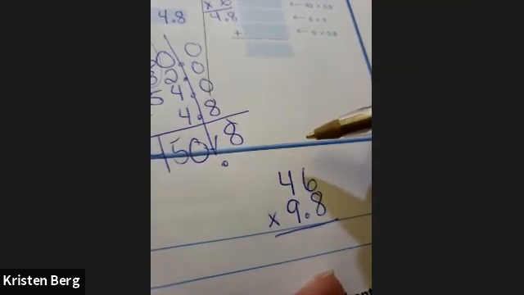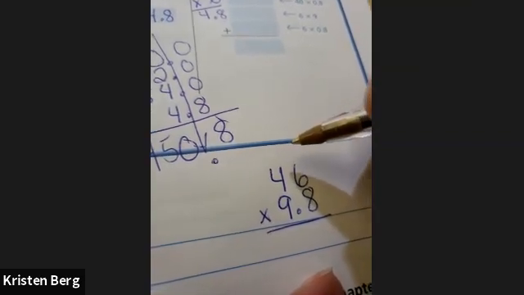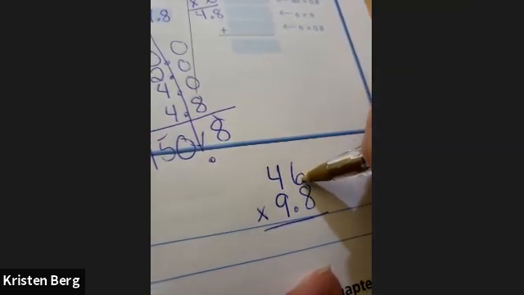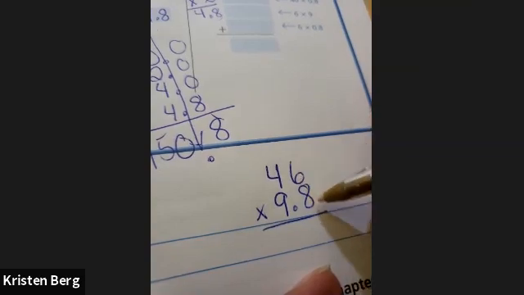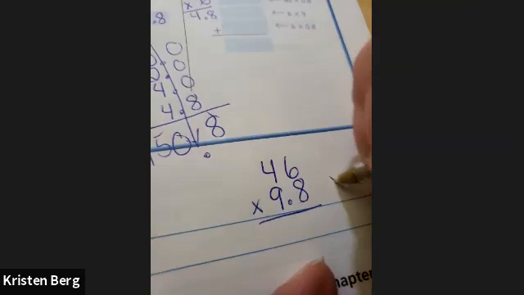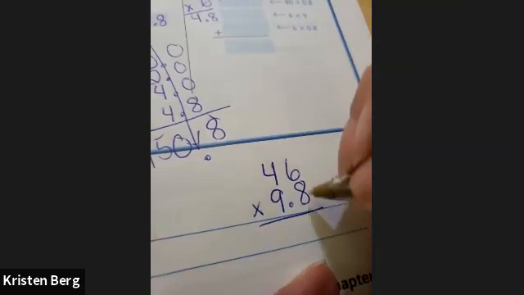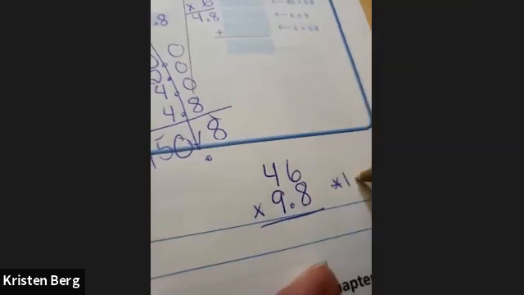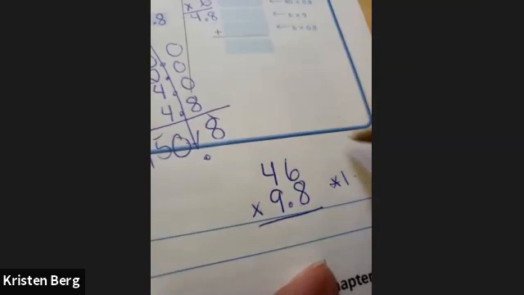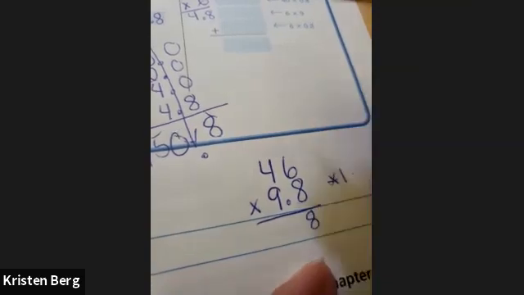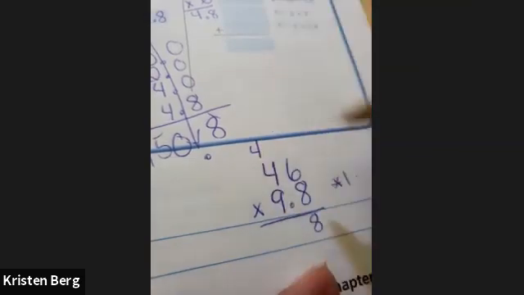And since they both have the same amount of digits, it doesn't matter which one is on top and which one is on the bottom. That is truly up to you. The only thing is, make sure you put down how many numbers are after the decimal. There is only one. So therefore, I'm going to put that over here to remind me to move it in one place. So 8 times 6 is 48, carry your 4.